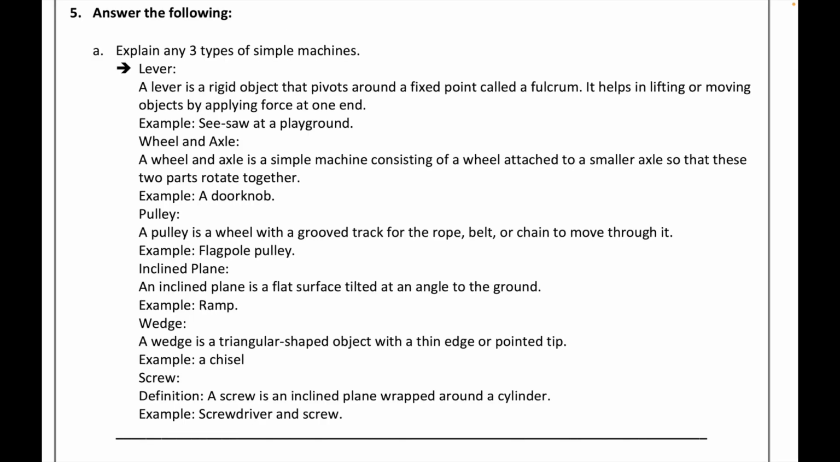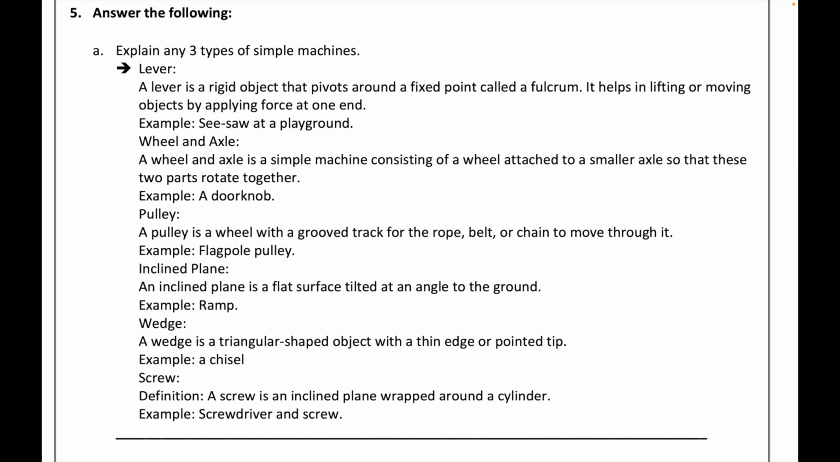Next is answer the following. First, explain any three types of simple machines. First is lever. A lever is a rigid object that pivots around a fixed point called a fulcrum. It helps in lifting or moving objects by applying force at one end. Example, seesaw at a playground. Wheel and axle is second. A wheel and axle is a simple machine consisting of a wheel attached to a smaller axle so that these two parts rotate together. Example, a doorknob.